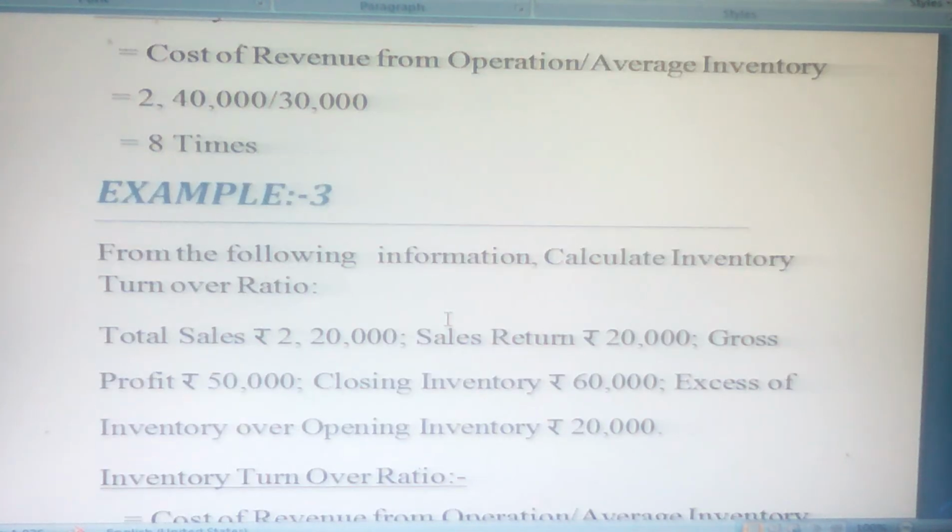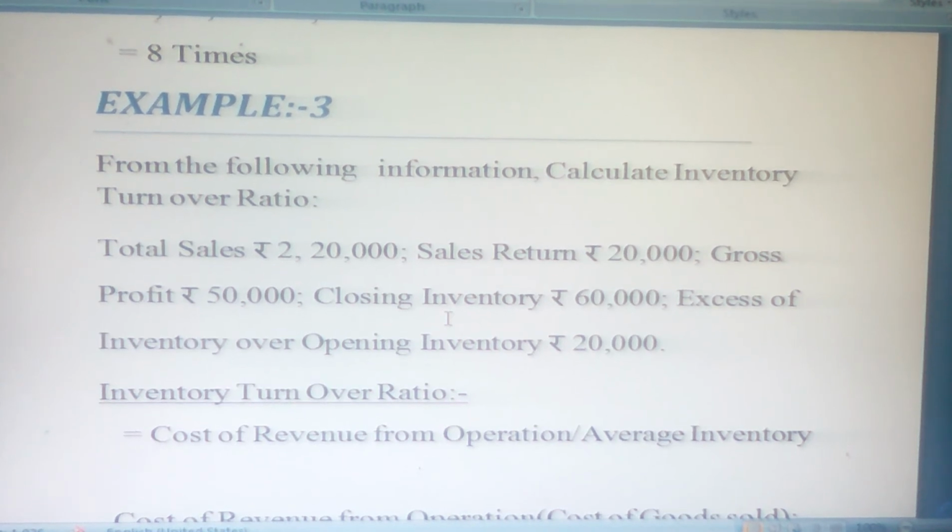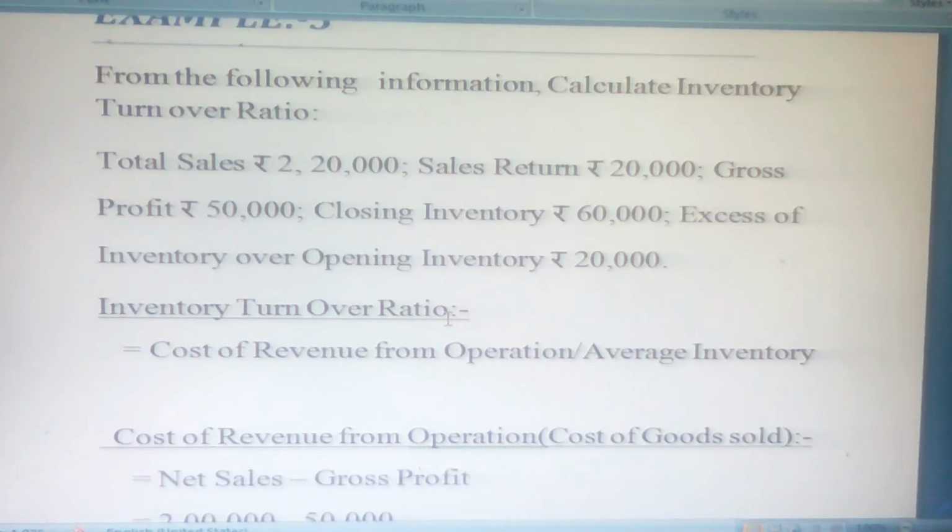See, example: from the following information, calculate inventory turnover ratio. Here total sales they gave 2,20,000, sales return 20,000, gross profit 50,000, closing inventory 60,000, excess of inventory over opening inventory 20,000. What is the meaning here? Excess of inventory over opening inventory is 20,000.